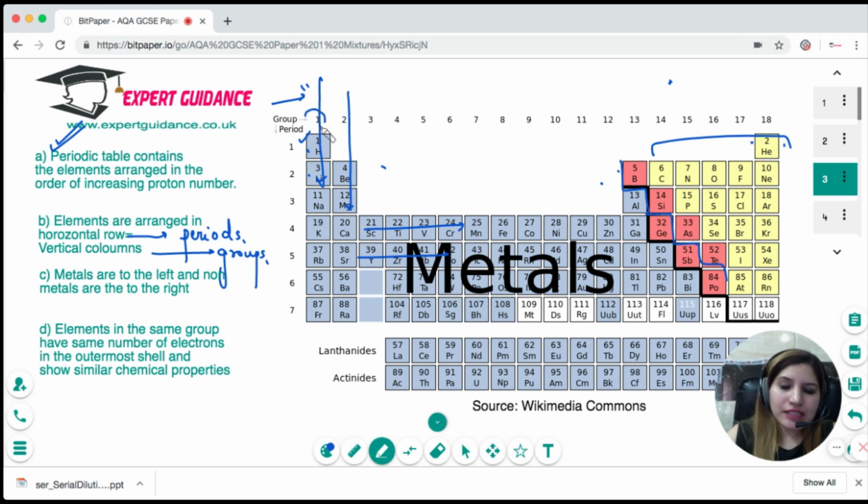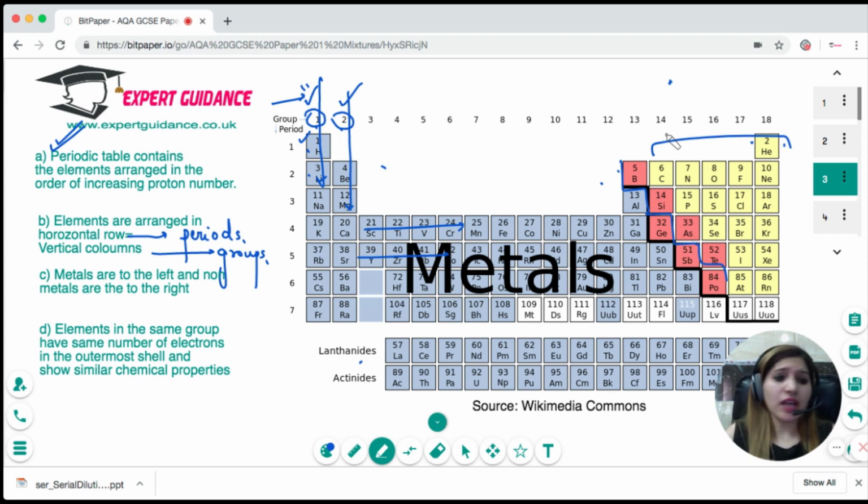Elements in the same group, like group 1 and group 2, all have similar chemical properties because they have the same number of electrons in the outermost shell. Group 1 has 1 electron in its outermost shell. Group 2 has 2 electrons in its outermost shell. Just by looking at the periodic table, there is a lot of information you can get. Lithium and sodium belong to the same group, and they have 1 electron in their outermost shell. Magnesium and calcium have 2 electrons in the outermost shell.